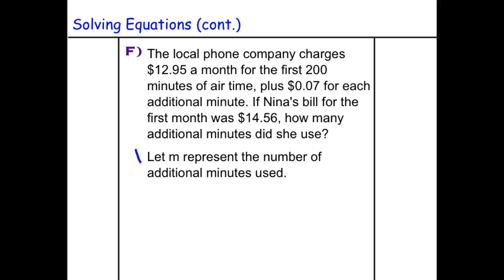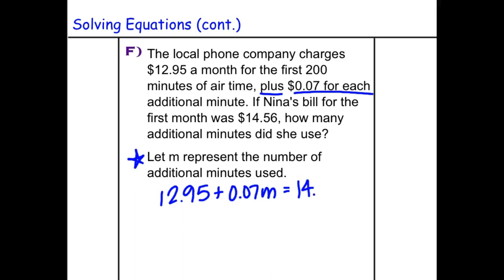Here, I'm telling you, I want M to represent the number of additional minutes. To start off, I will tell you what I want it to represent. As we get further along into the unit towards the end when we want to test, you've got to be able to tell me what that variable represents, and we'll work on that later. So here we have M. It says $12.95 a month. That's how much we have to pay no matter what, how many minutes we use. And it says plus 7 cents for each additional minute. So that's 0.07 times each additional minute of M.